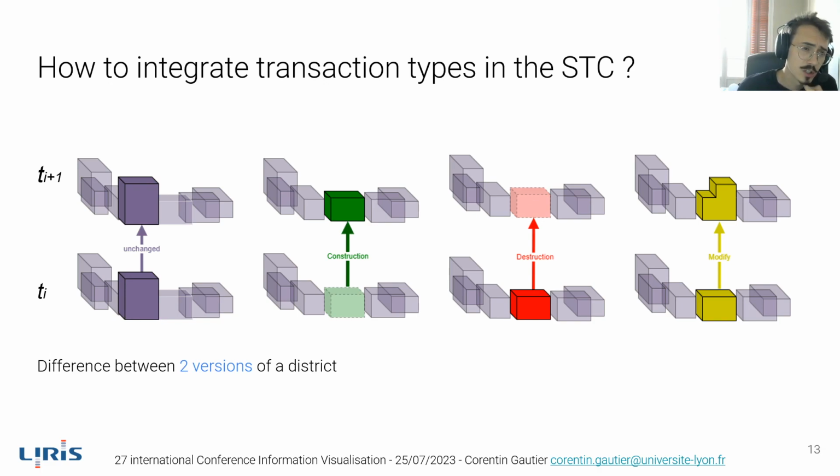So we have unchanged, where there is no specific geometry change. The construction, where geometry appears between Ti and Ti plus 1. The destruction is the opposite, where the geometry disappears between Ti and Ti plus 1. And the modification, where the geometry has a little modification between these two states.